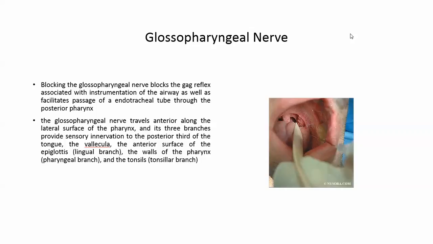The glossopharyngeal nerve travels anterior along the lateral surface of the pharynx, and its three branches provide sensory innervation to the posterior third of the tongue, the vallecula, the anterior surface of the epiglottis, the walls of the pharynx, and the tonsils.